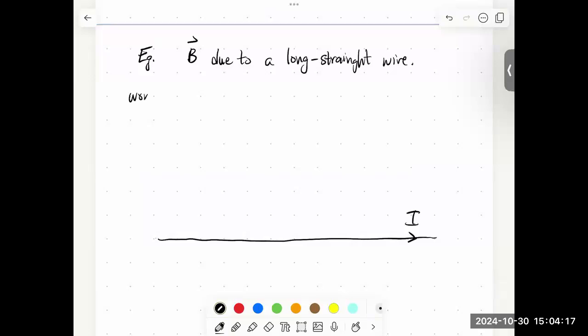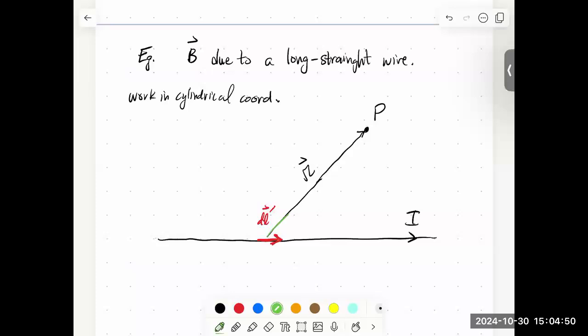We'll work in cylindrical coordinates. And we'll say, okay, let's put over here, this will be our DL prime. And what we need is the vector from our source to our observation point P, like so. This will be script R. And so if I want to, I could also put in this unit vector script R hat.